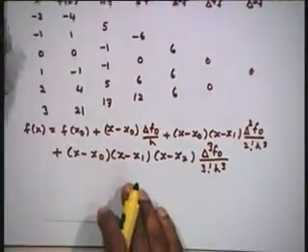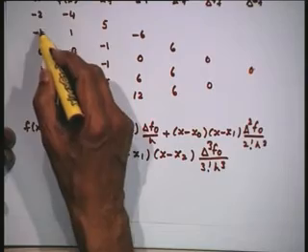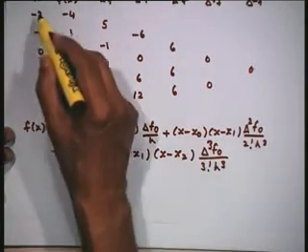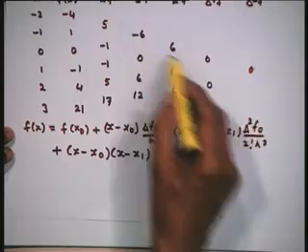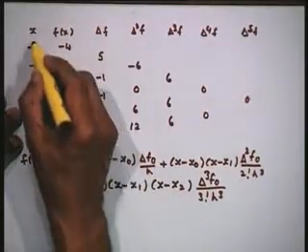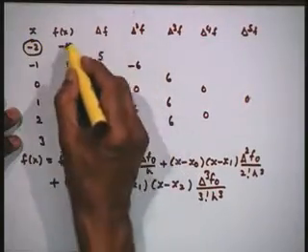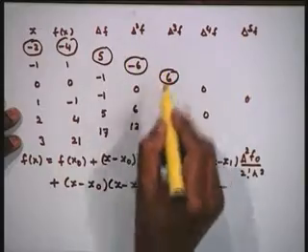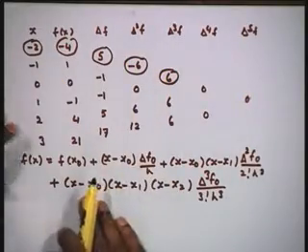Now, let us substitute the values. The step length is 1 here, h is 1, x naught, x 1, x 2, and these are our differences. So, we are taking this as x naught, f naught is this, delta f naught, delta squared f naught, delta cubed f naught. So, we are taking these forward differences to substitute over here.